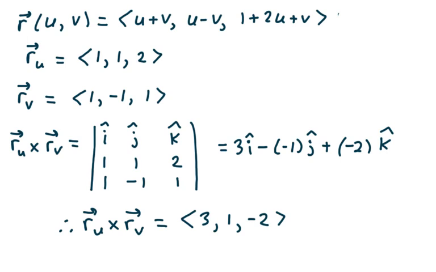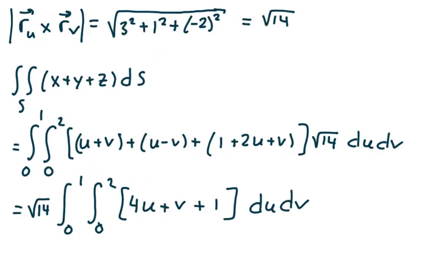And then I'm going to take the partial derivative of r with respect to v. To accomplish that goal, I'm going to take the partial derivative of each component with respect to v. And when I do that, I get the vector 1, negative 1, 1. From there, I want to calculate r_u cross r_v. And when I do that, you can see that I get the vector 3, 1, negative 2. Okay. From here, we want to take the magnitude of r_u cross r_v. And when I do that, I get square root of 14.